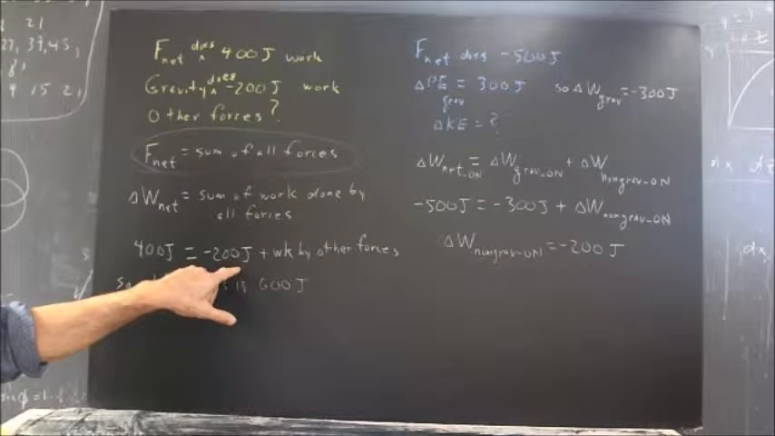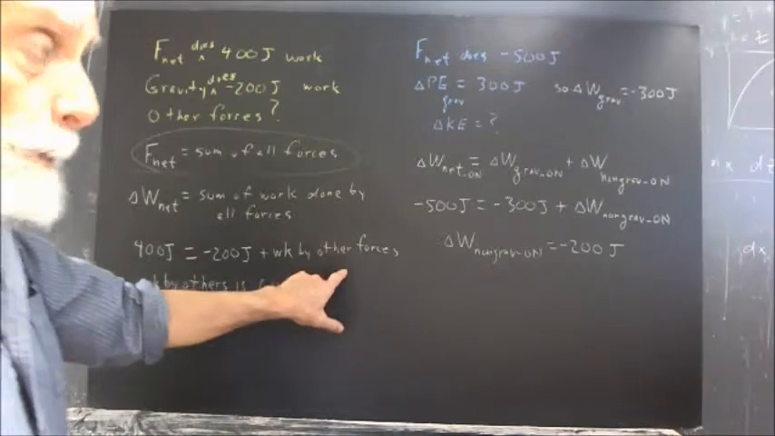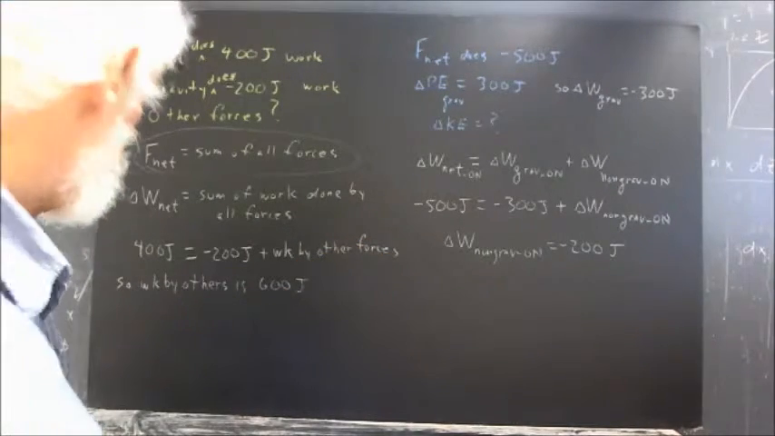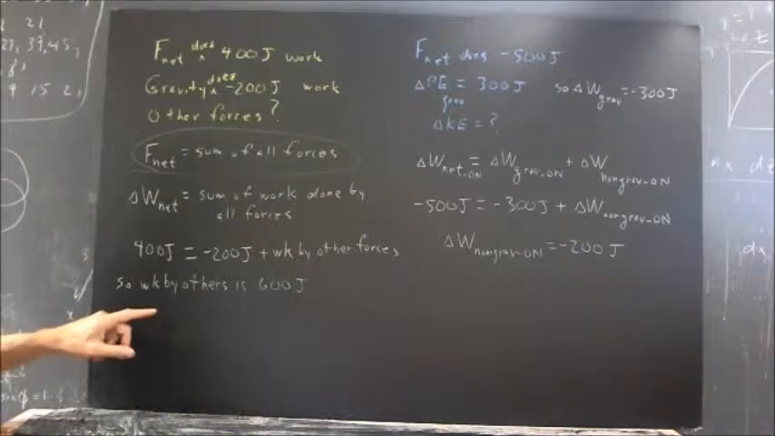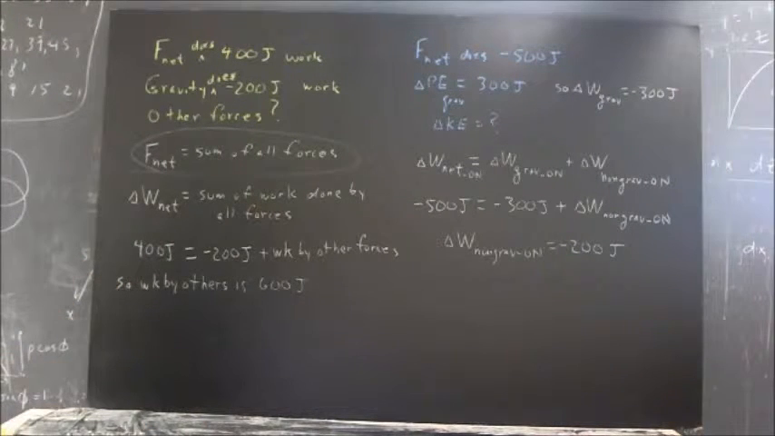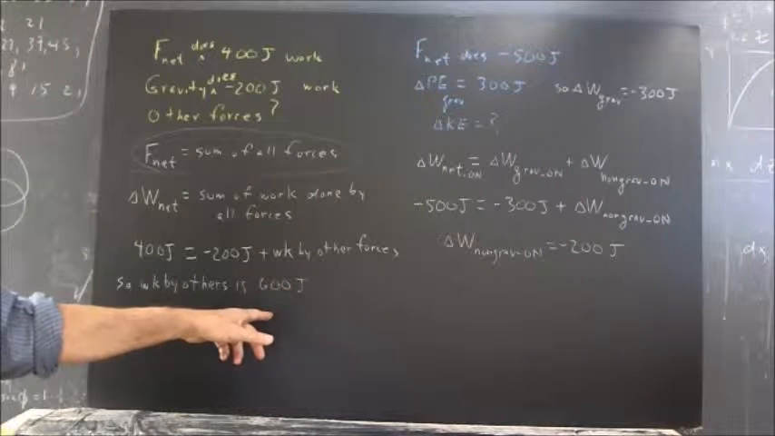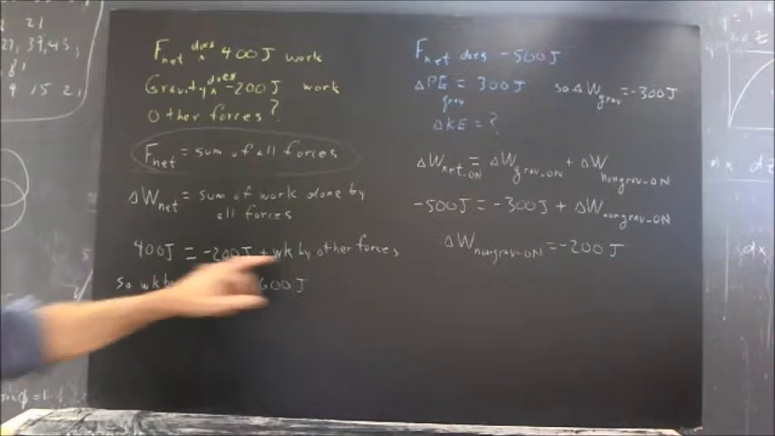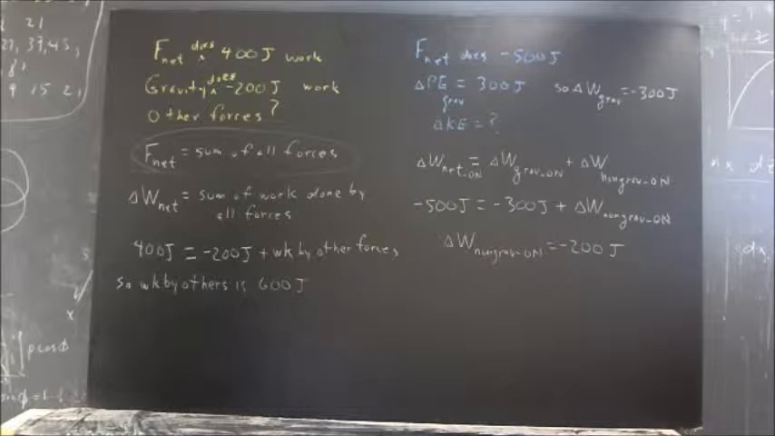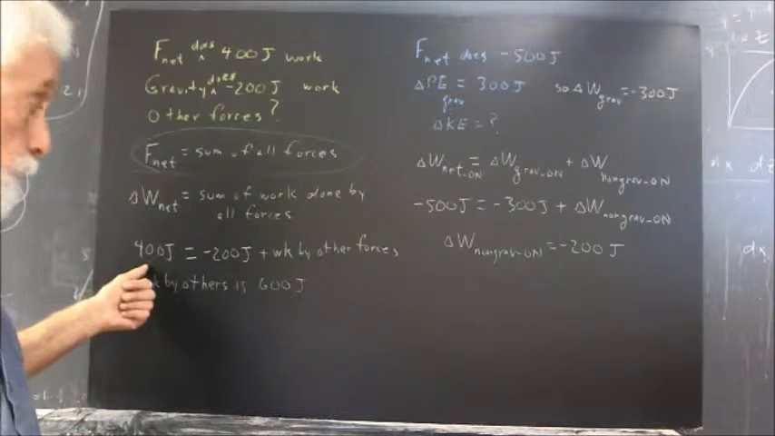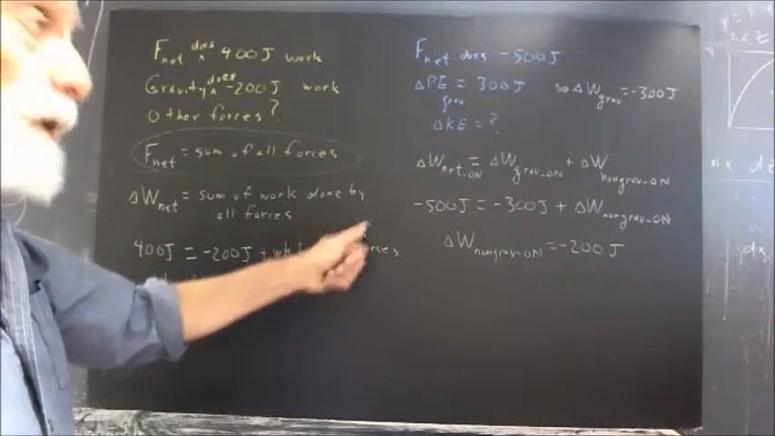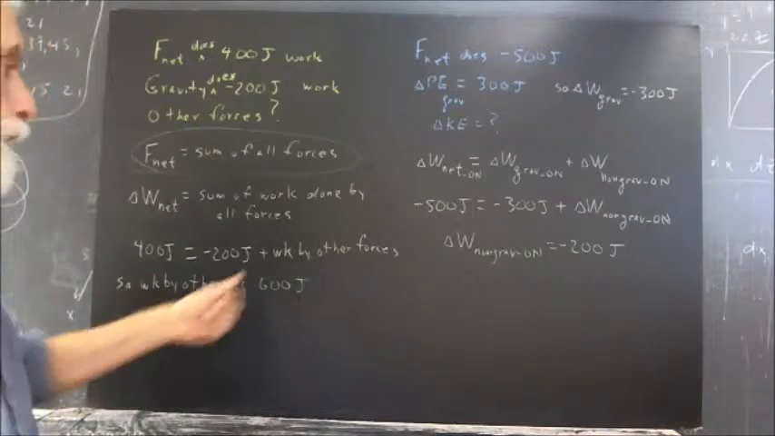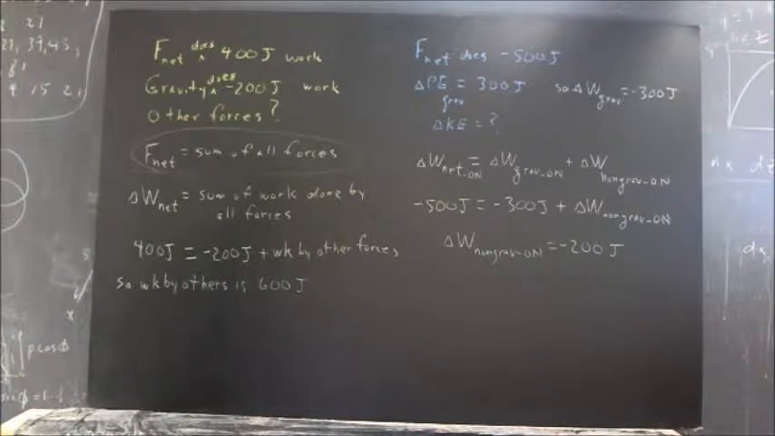There's the contribution of gravity, and then the work done by all other forces other than gravity, and that has to add up to your 400 joules, meaning the work done by the other forces is going to have to be 600 joules. You just add 200 joules to both sides, solve for the work done by the other forces, or just use common sense. If you need to get 400 joules and something's doing negative 200, what do you need from everything else? Well, you need 600, because negative 200 and 600 gives you 400.